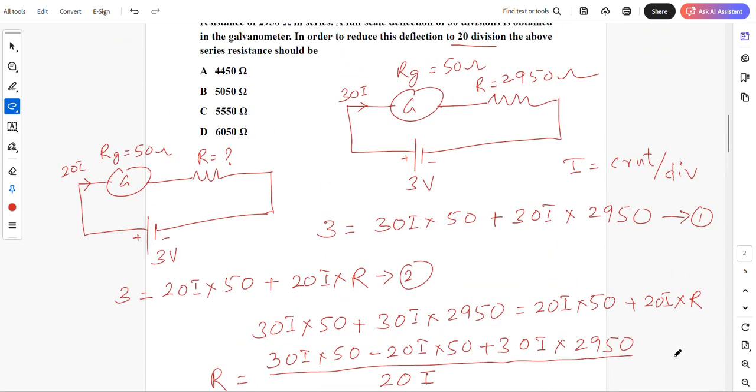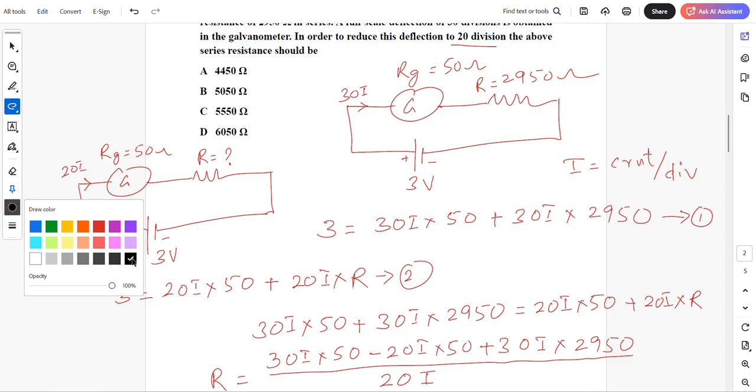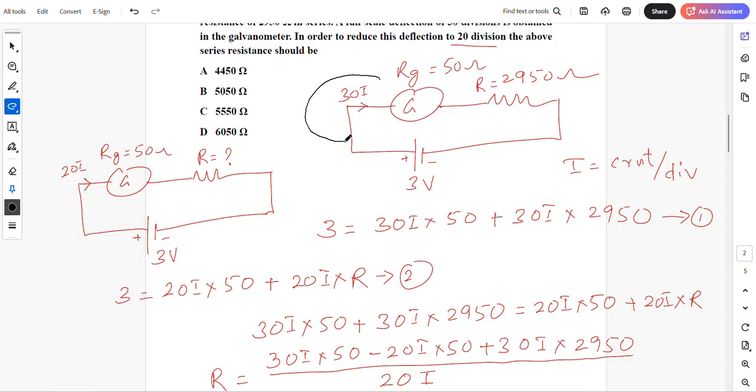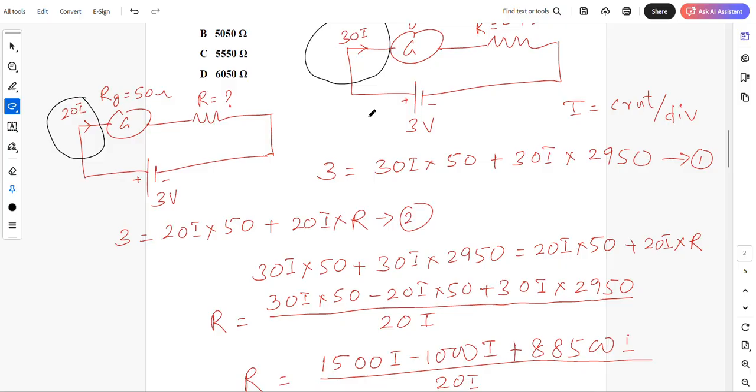This problem is very easy, provided you know how to write this. How to take the galvanometer current, that is very important. You just equate this and this, and equate equations 1 and 2, you get the answer. Hope you understood. 4450 is the right answer.